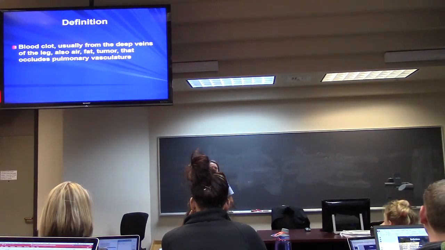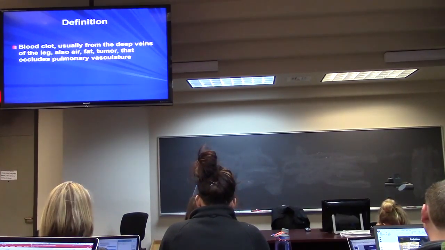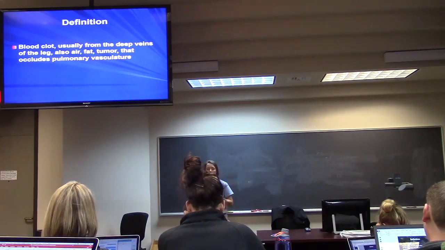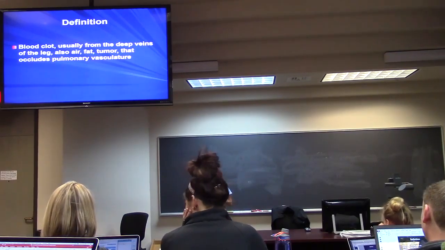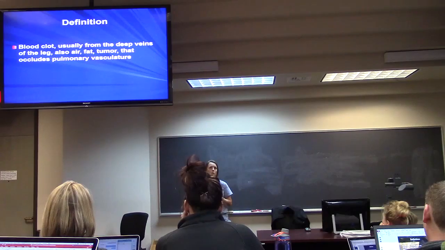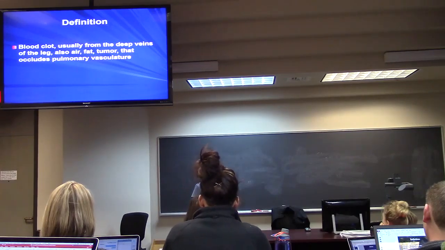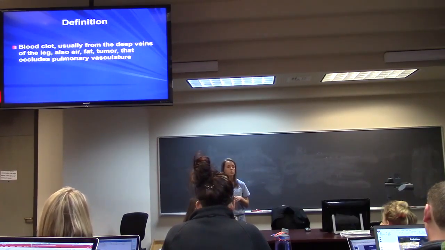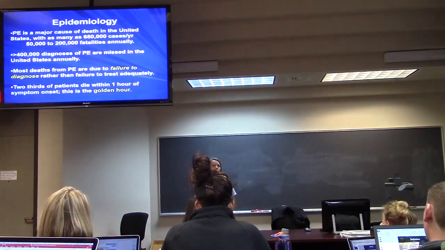Pulmonary embolism, by definition, is something that blocks the pulmonary vasculature. Most often we think about blood clots, but it can be anything. It can be air from putting in a central line. It can be a fat embolus from a fracture of a long bone. It can be a tumor from tumor lysis syndrome. Anything that blocks the pulmonary vasculature is considered a pulmonary embolism. We talk more about blood clots because that's really the only one of those that you can treat, and that's the one that we see most often.